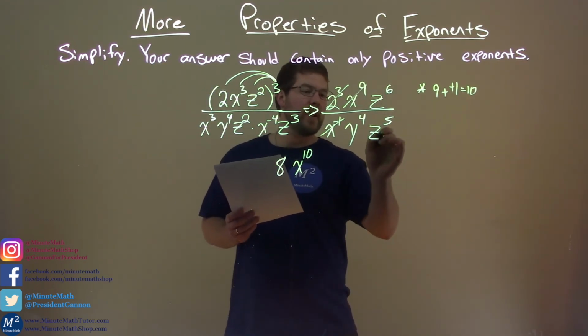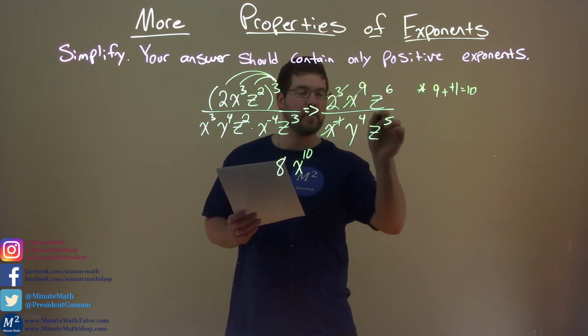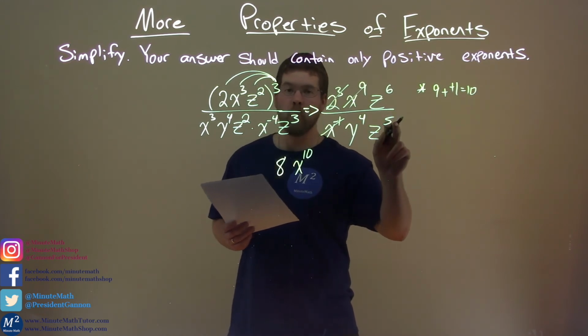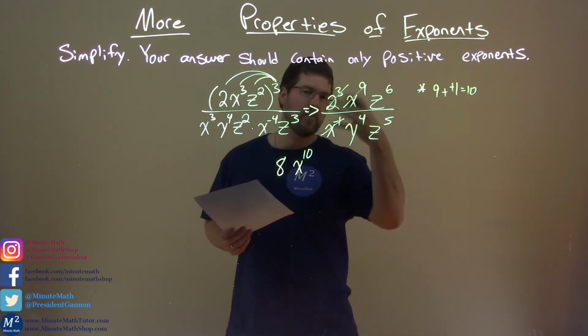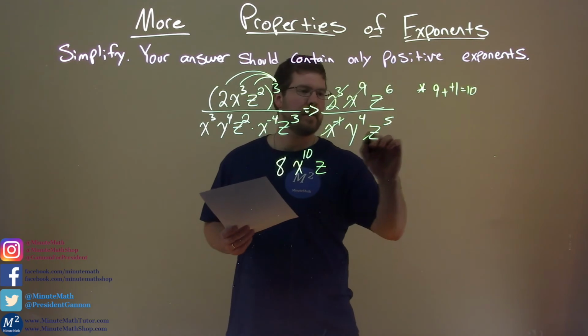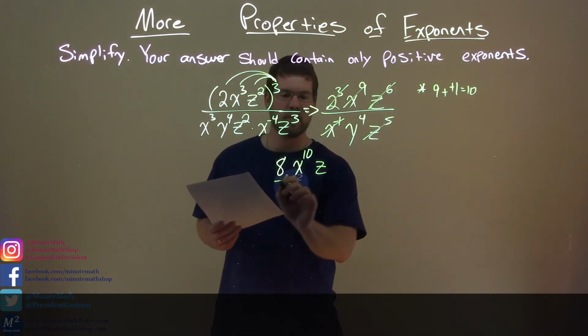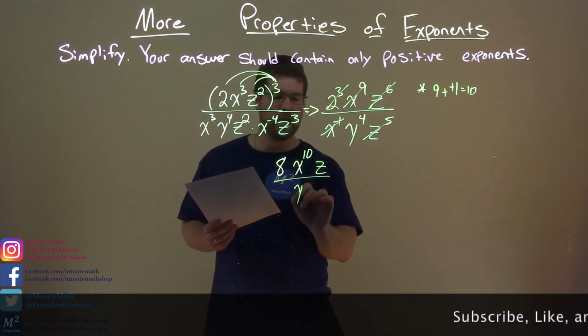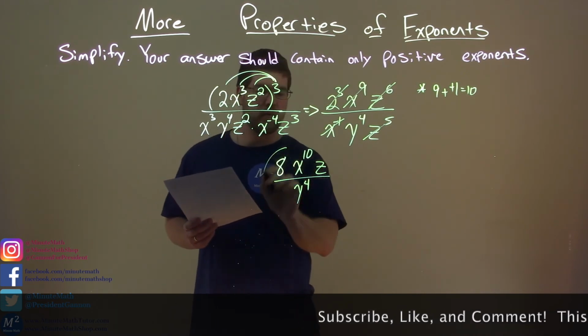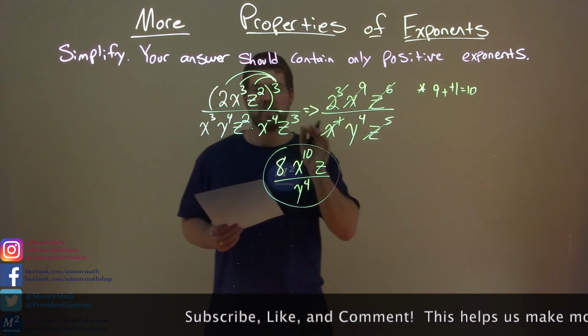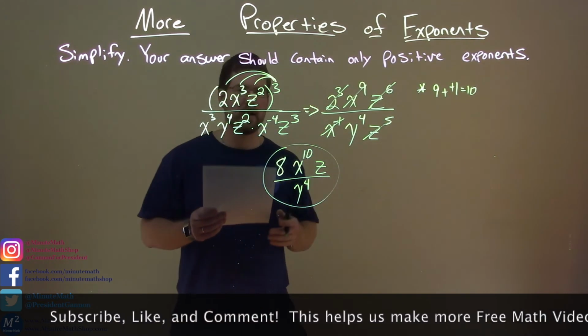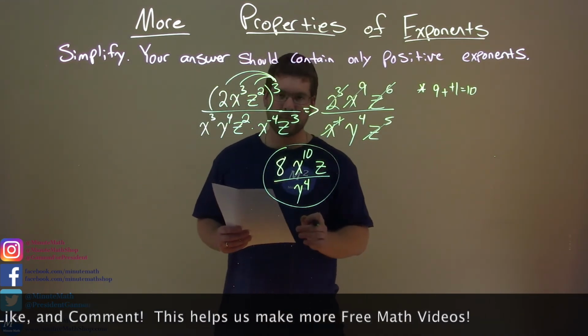Z to the 6th divided by z to the 5th. Subtract the exponents. 6 minus 5 is 1. Z to the 1, we just write z. The z's are gone. Now we're left with just that y to the 4th power in the denominator. And now I'm done. Our final answer is 8x to the 10th power z over y to the 4th power.